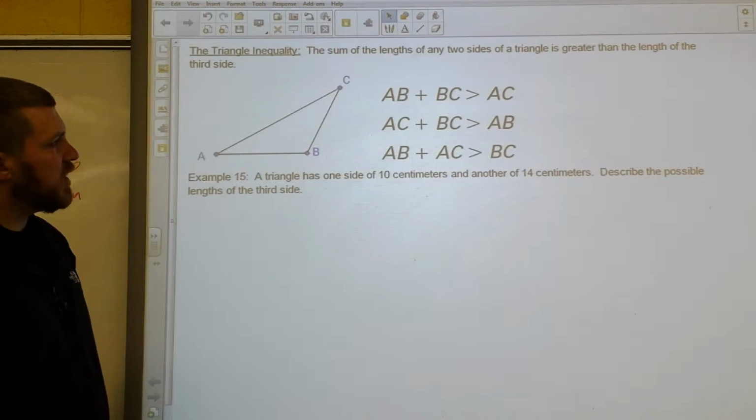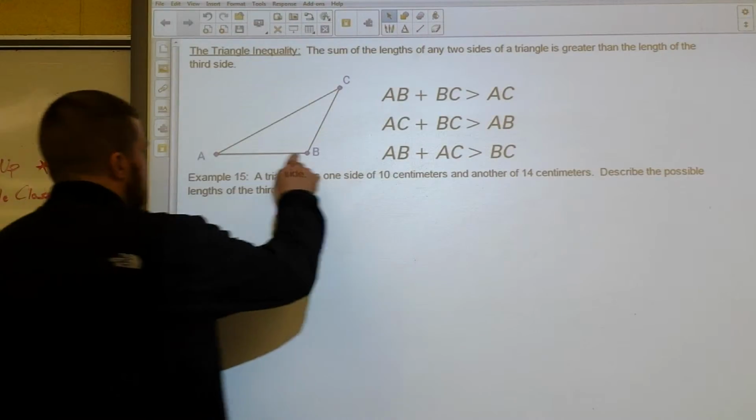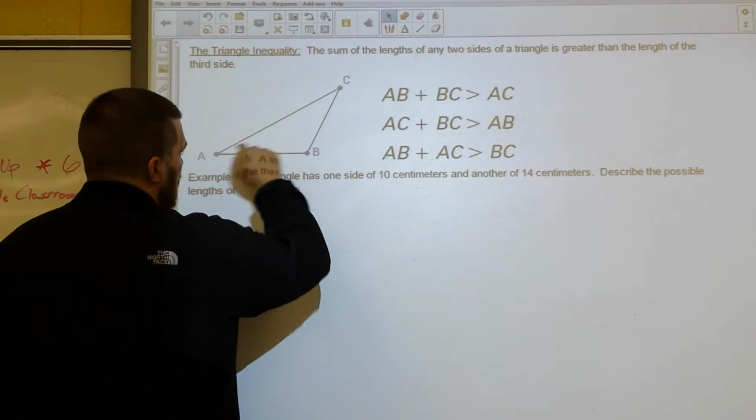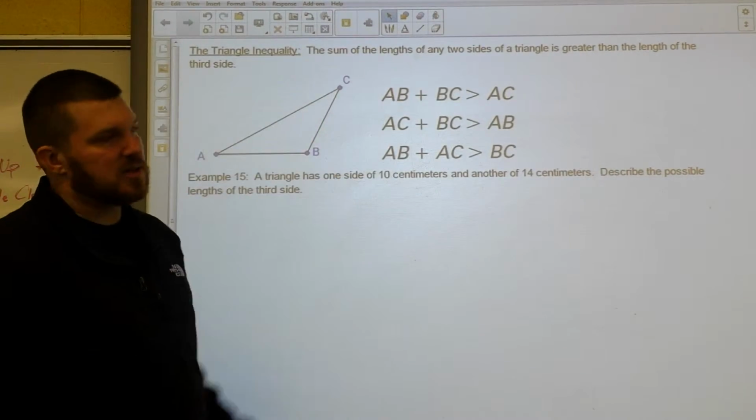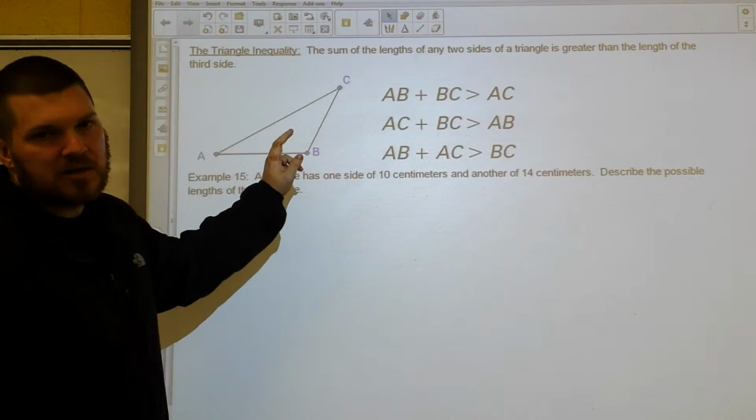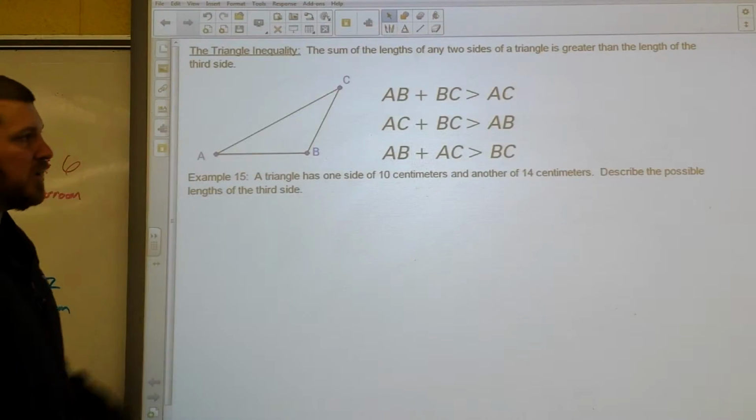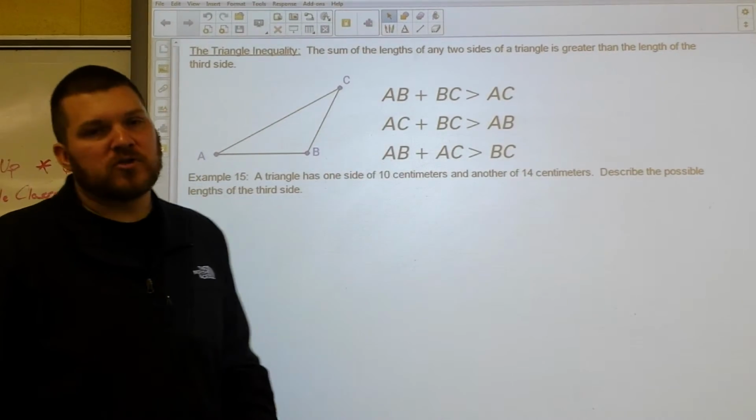The sum of the lengths of any two sides of a triangle is greater than the length of the third side. So for instance, in triangle ABC here in the picture, I know that side AB plus side BC has to be bigger than side AC. And I can do that for all three combinations of sides. The sum of two sides is always bigger than the third side if it's a triangle. If this inequality does not work, then you do not have a triangle.